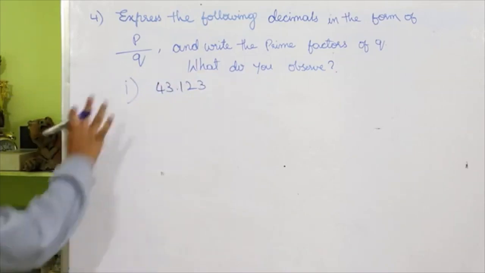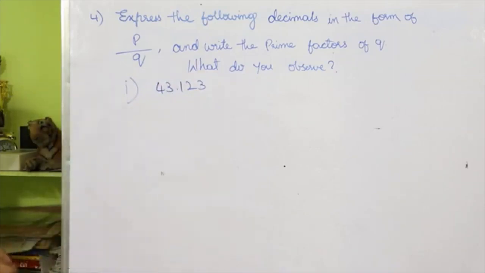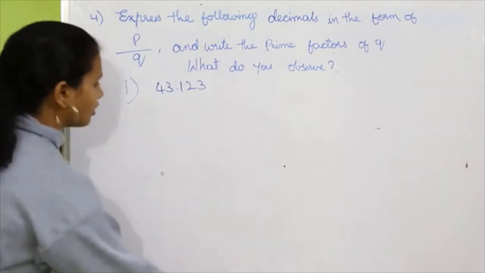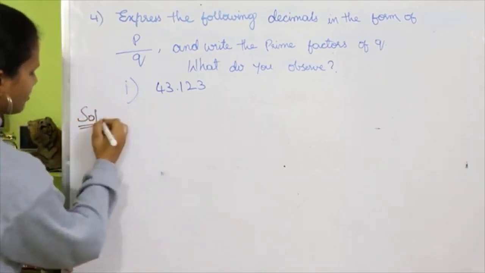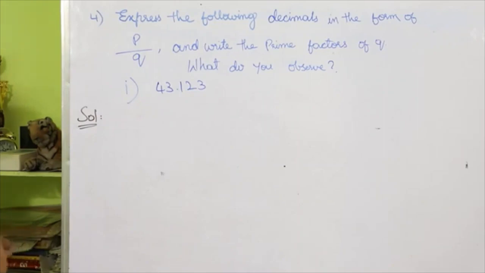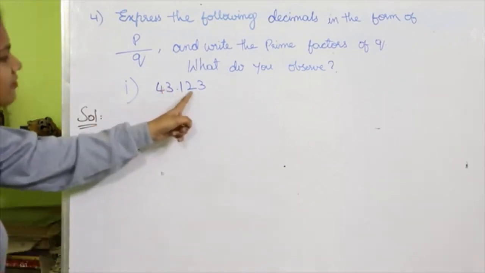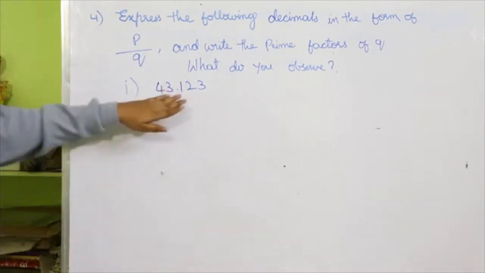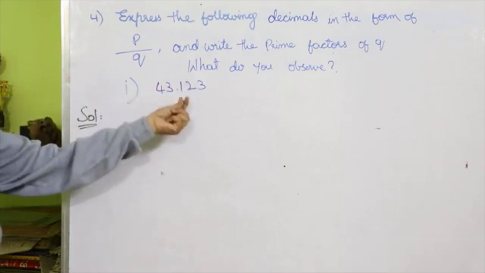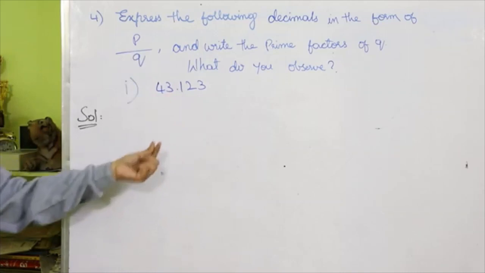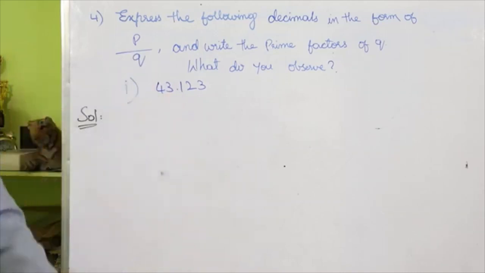Here you have the first one. Let us do the first example firstly. Now here the first one given is 43.123. Solution: 43.123. Now guys, they have given 43.123 in the decimal form, right? We can convert this into the p by q form, means we can convert this into the fractional form. Convert the decimal form into fractional form.